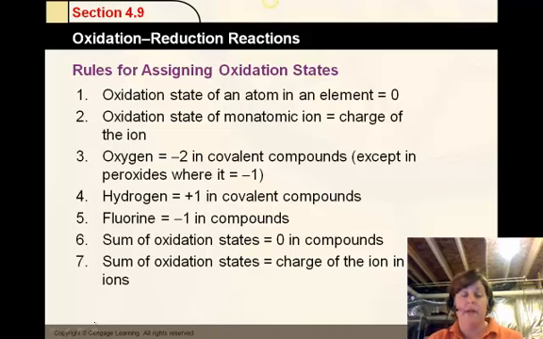So, for example, in ammonium, which is NH4+, the charge of the nitrogen and the 4 hydrogens would have to equal +1. So that's why you have to memorize those polyatomics and their charges, because the sum of those oxidation states would equal the charge of that particular polyatomic.